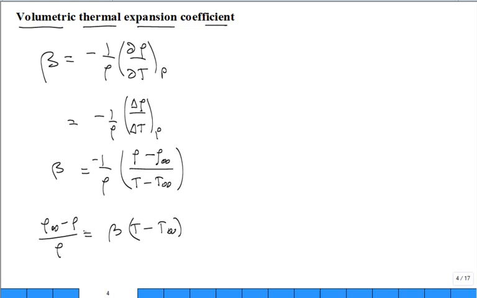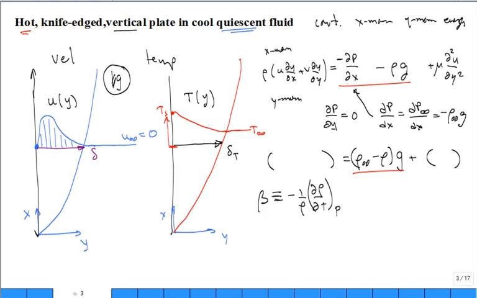So if I'm interested in saying, how does the density change? Well, this is like a normalized density change. It's equal to beta times the temperature change. So let's go back to this previous slide. We had a rho over here, and we just divide all the terms by rho, by rho, by rho.